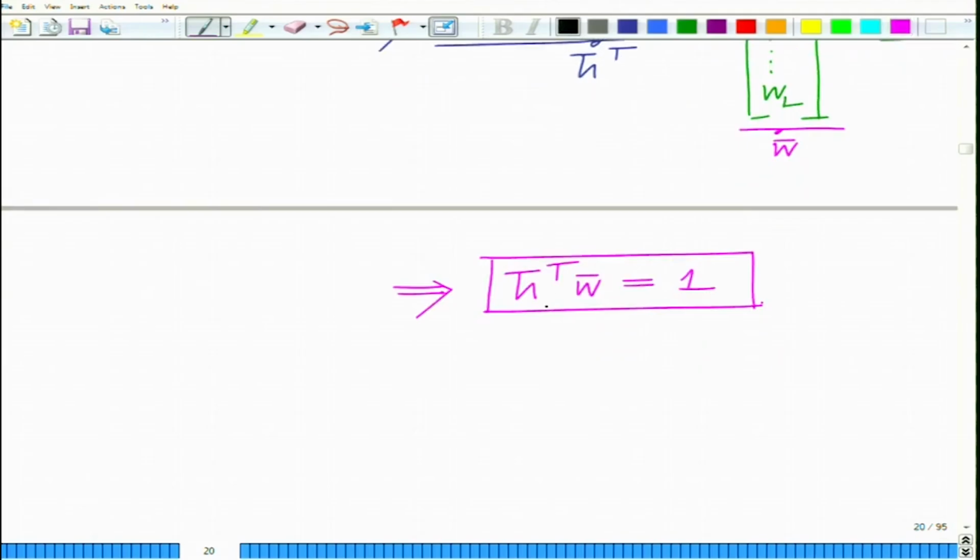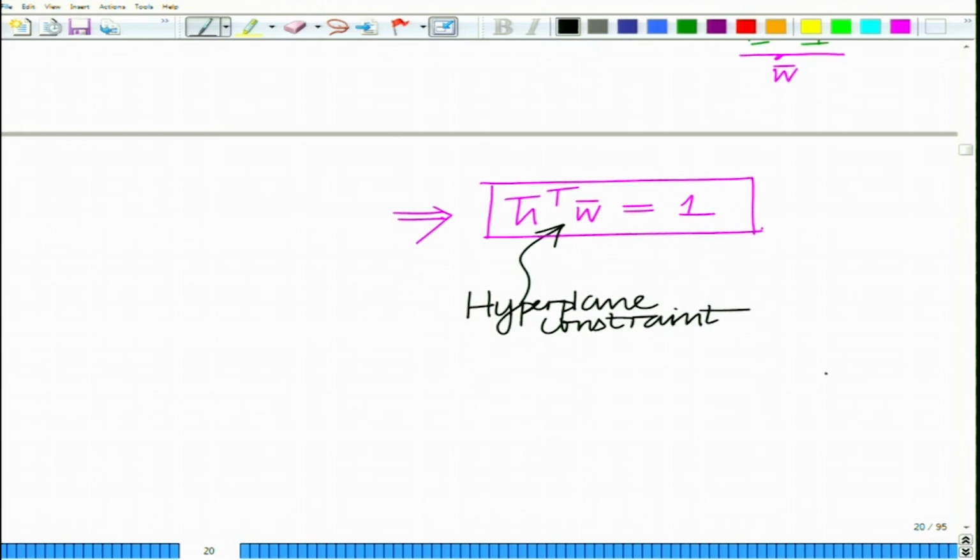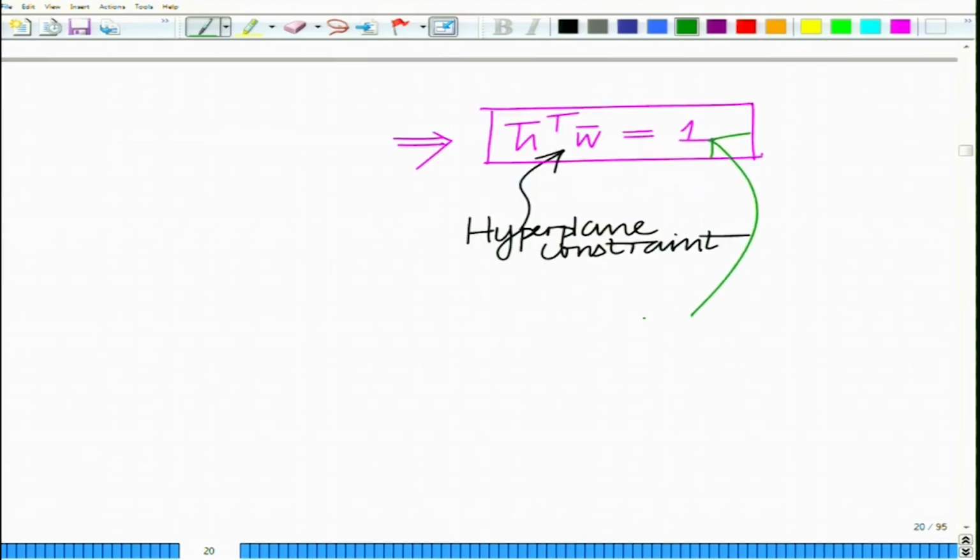Okay. So, this is a practical application of the concept of hyperplane in a wireless communication system, which says that all these beamforming vectors W bar lie on this hyperplane described by H bar transpose W bar equals 1. This is the hyperplane constraint, and what this is doing is basically ensuring unity gain for the desired user or desired signal.